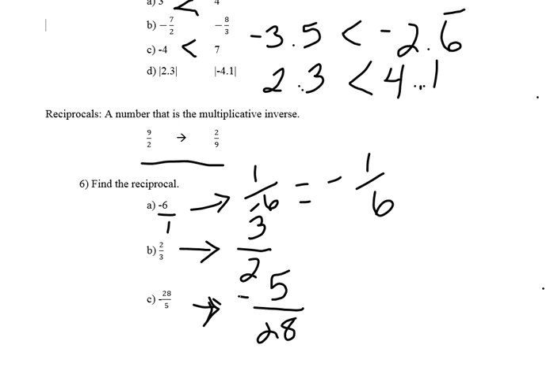So that's what reciprocals are. Just flip them over. Do not change the sign. The sign definitely stays the same. If it's a negative, it stays a negative. If it's a positive, it stays a positive. So with that, that is the end of section 1 in chapter 1.